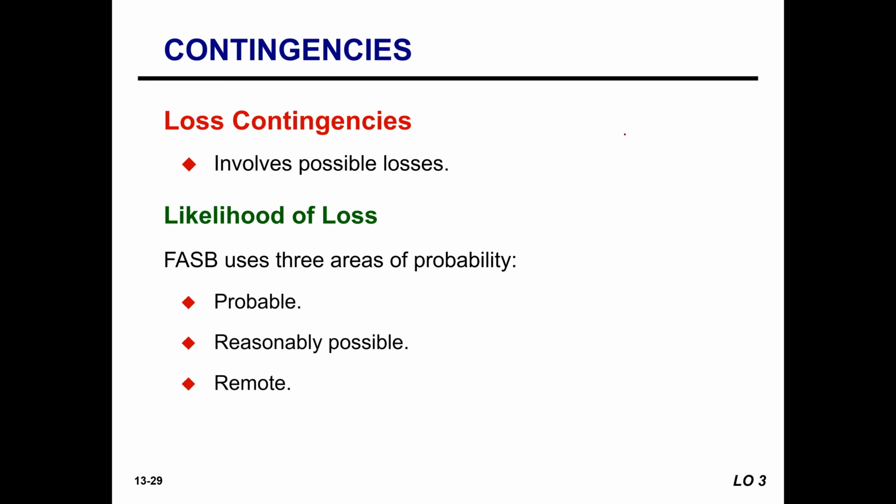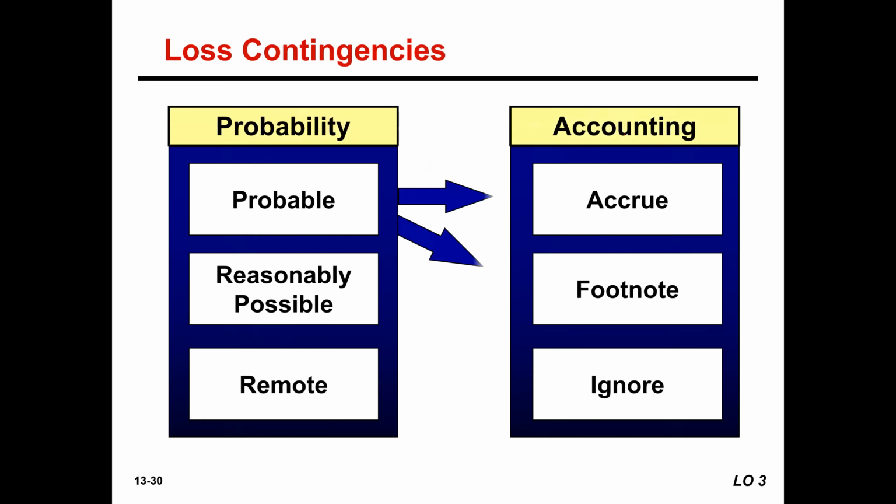So probable is like when we expect it to happen, right? Kind of a step down from that, reasonably possible, and then down from that, remote. It's a remote chance that it'll happen. And so we record these when they're probable or reasonably estimatable. So here it's showing us for each one of these levels of probability how these are handled.